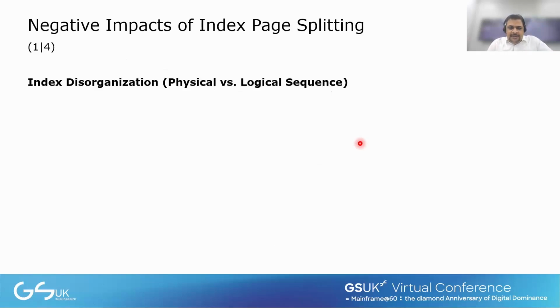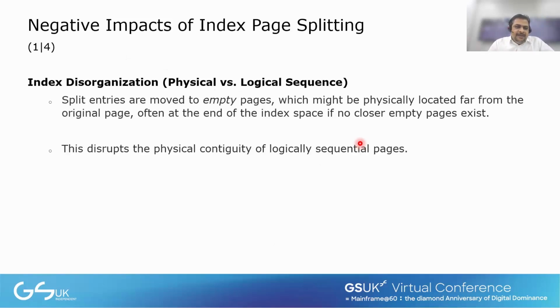But the good thing about index page splitting is that it preserves the physical ordering of the index key value. That is one of the good things. But there are negative impacts of the index page splitting, as we already discussed a few of them, and we will discuss more in detail. So the split entries, which we just discussed, get separated from the original page and get moved to empty pages, which might be located far from the original page.